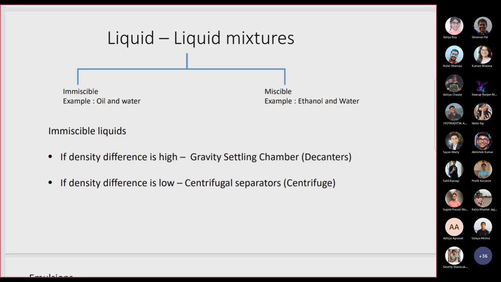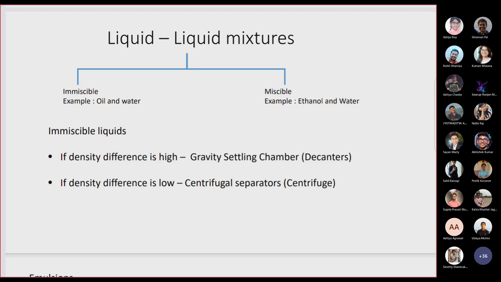The miscible example is ethanol and water. Now we are all using 97% purity ethanol or 60% purity ethanol. For different applications, we need a different concentration. If you want to produce 99% pure ethanol from this ethanol-water mixture, what methods, what unit operations can we use? I will try to explain. So the example for miscible is an ethanol-water mixture, and the example for immiscible liquid-liquid mixtures is oil and water.